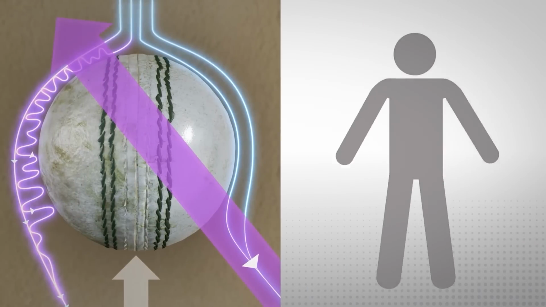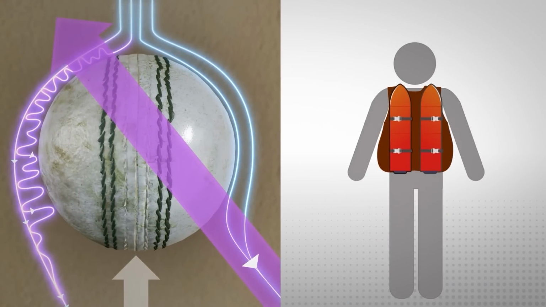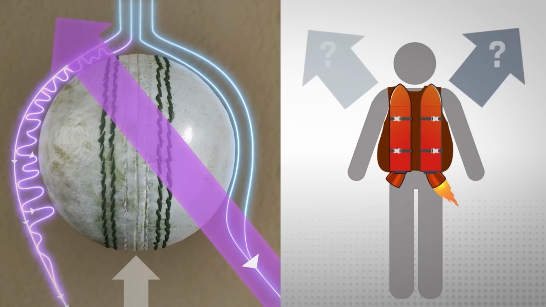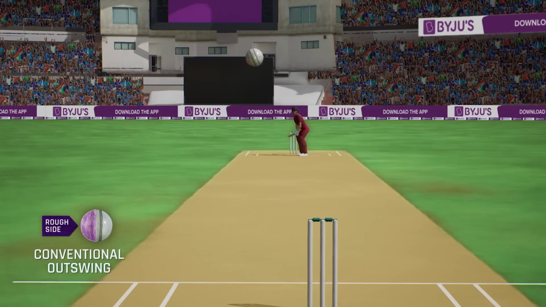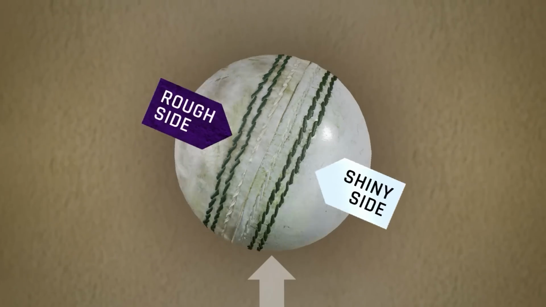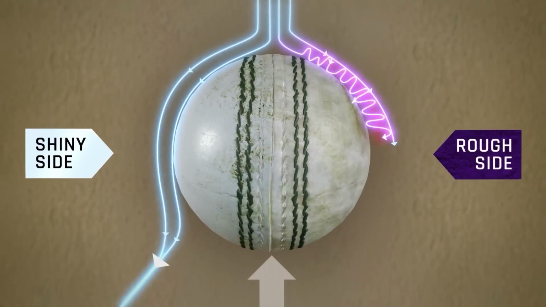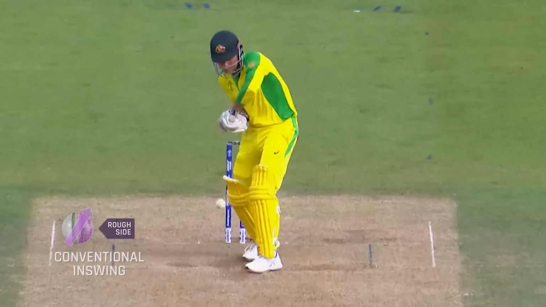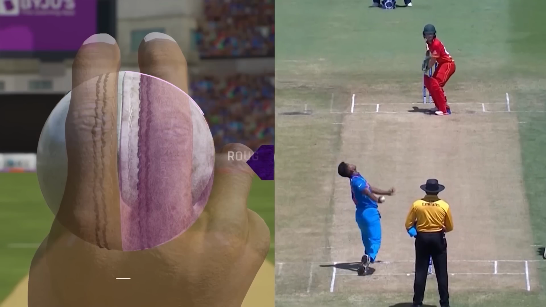To understand this better, imagine a jetpack with two outlet nozzles. If the right side nozzle is fired first, which direction do you think it'll fly? Yes, exactly, to the left. This is what we call a conventional outswing. Similarly, with the rough side on the right, once again the ball swings towards the rough side to achieve conventional inswing. This one coming.